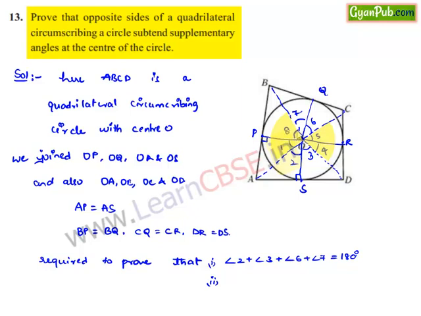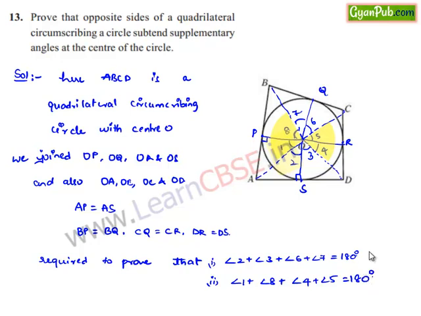AB subtends angle 1 plus angle 8 at the center, plus CD subtends angle 5 and angle 4 at the center. Those sum we need to prove is equal to 180 degrees.